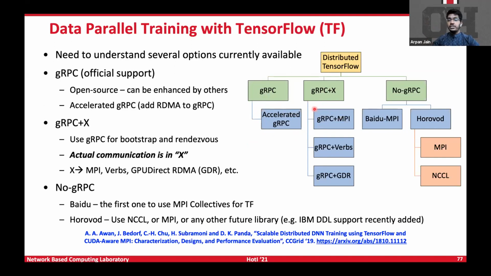So there are different studies like gRPC plus MPI, gRPC plus verbs, or gRPC plus GDR. Now the last approach is let's get rid of gRPC. We don't need gRPC. We can implement our own solution in TensorFlow and have an efficient one, and we can use any communication library we want. So this is the approach used by Baidu and Horovod.